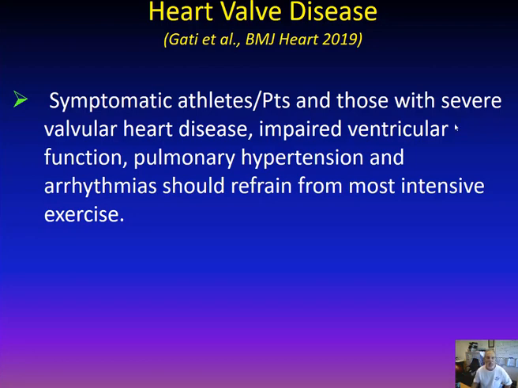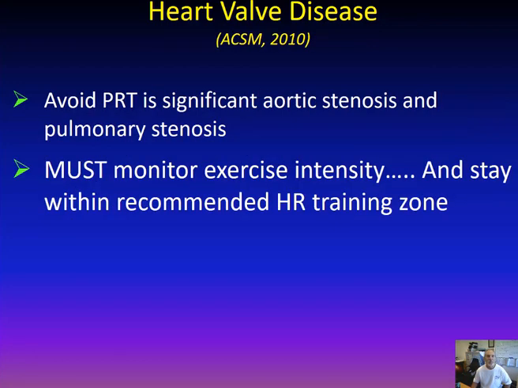Now, symptomatic athletes and patients, and those with severe valvular heart disease, impaired function, pulmonary hypertension, and arrhythmias should refrain from most intensive exercise. So if it's significant aortic stenosis, refrain from resistance training exercises, or pulmonary stenosis. Now, you must monitor the exercise intensity, and the patients or clients have to stay within the recommended heart rate training zone that you set according to guidelines.